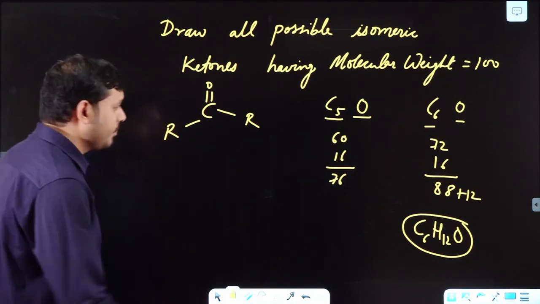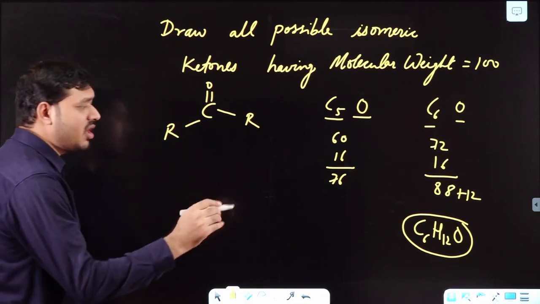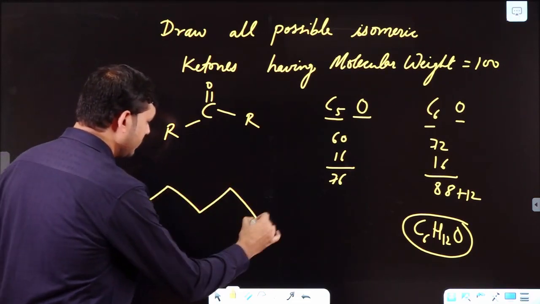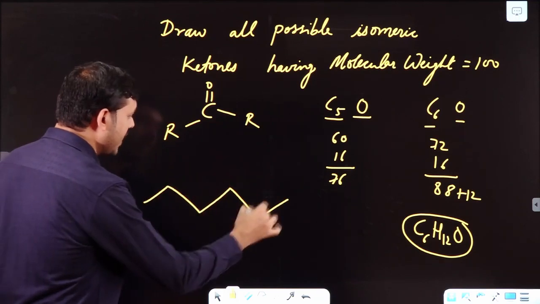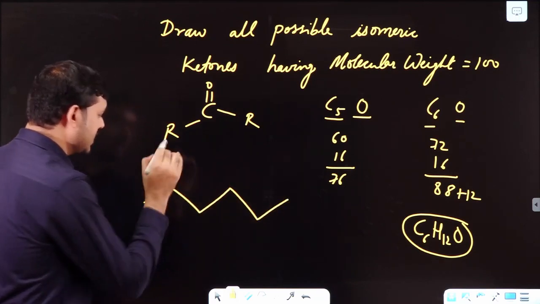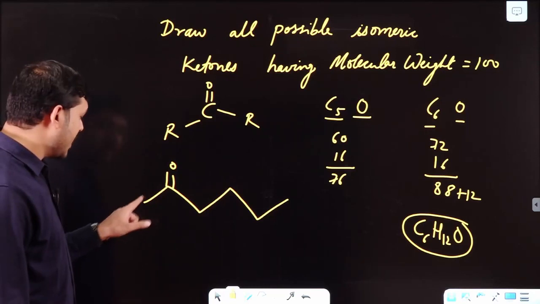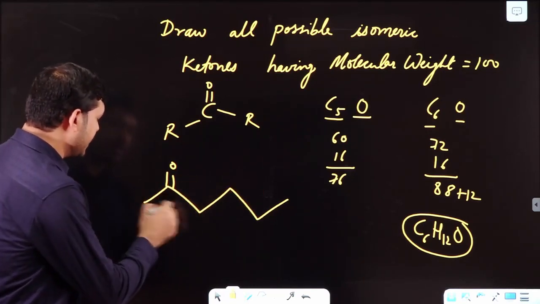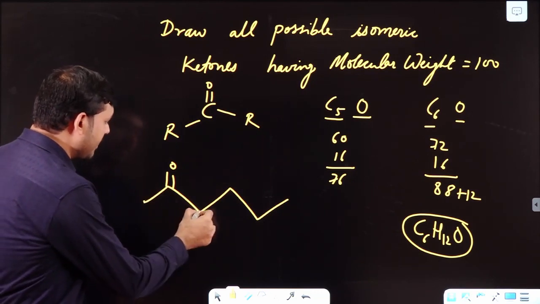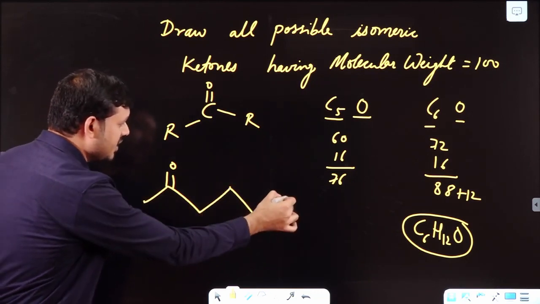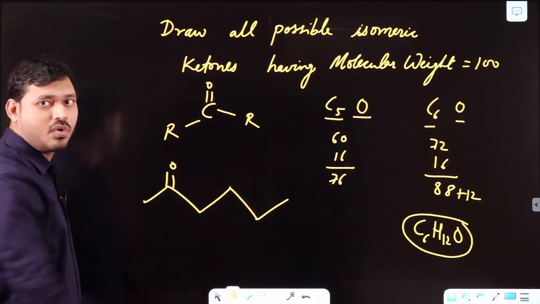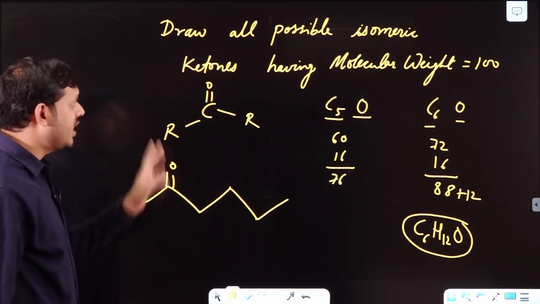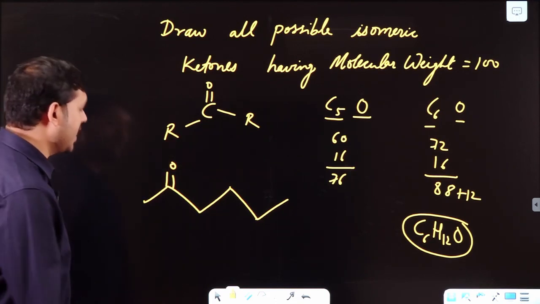Now let me check it. Just draw a random structure, the first structure. 1, 2, 3, 4, 5, 6. For a ketone, this is the case. So it is 1, 2, 3, 4, 5, 6. Now check the hydrogens: 3 plus 2 is 5, to 7, to 9, and 3, 12. It is C6H12O. So molecular weight 100, this is the possible compound. Done. Now let us draw all possible isomeric ketones.